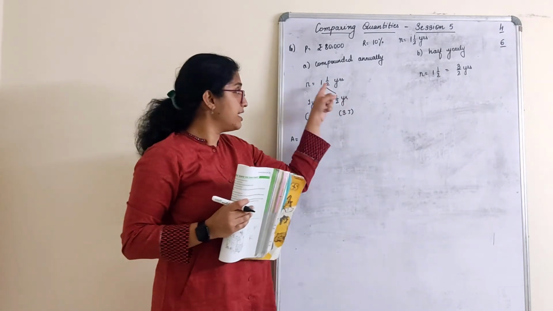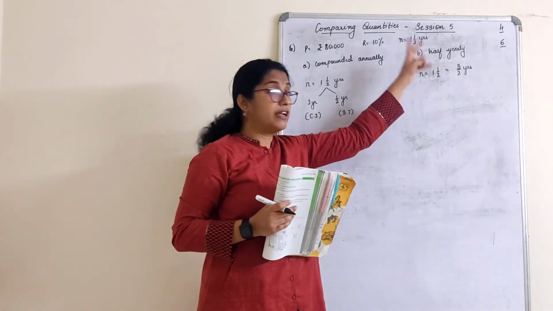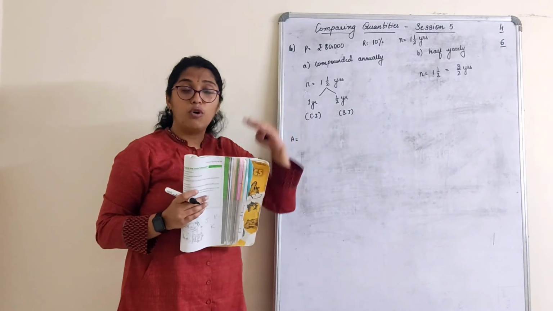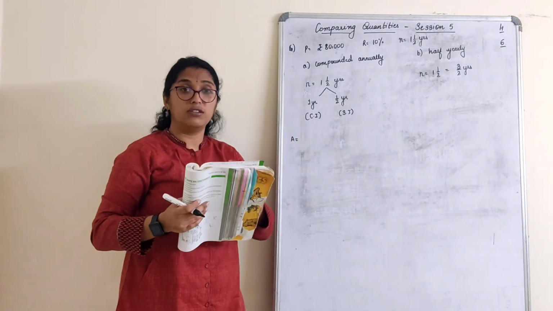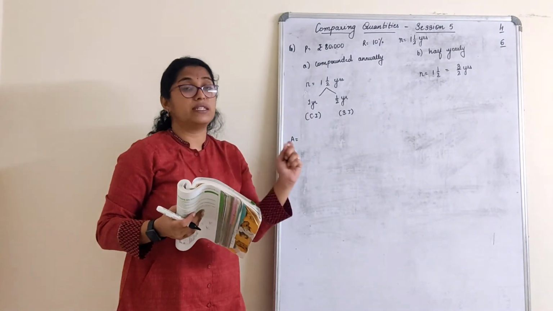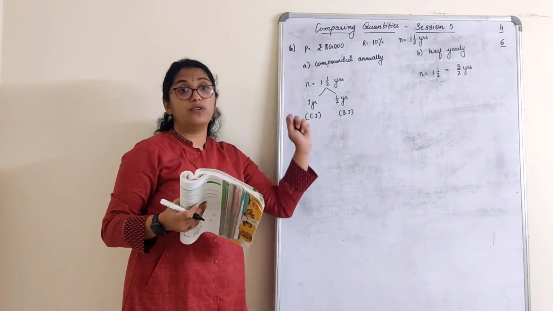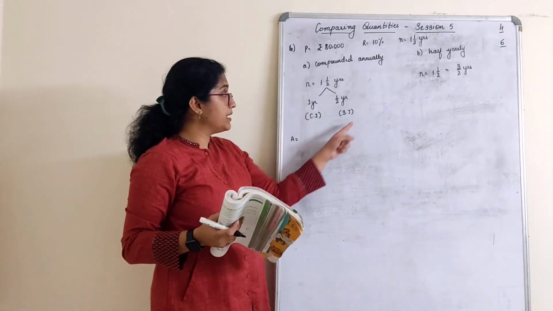I have been sticking to this method in the beginning and for half yearly this method. So for the whole chapter, or for the whole session or this exercise of compound interest and simple interest, I will follow one rule only. Okay. So I hope it is very clear.